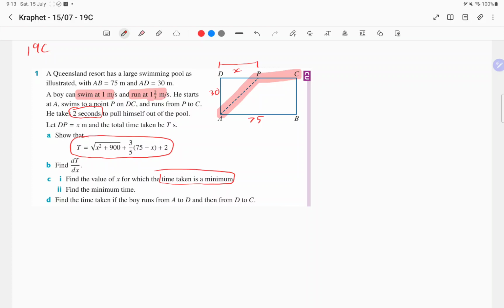When you see that, you think derivative, right? And then find the minimum time. It's basically substituting x in to get the time. And then find the time taken if the boy runs from A to D and then from D to C. Just to see if purely running from A to D and D to C is going to be faster than swimming a little bit and then running the remainder of it. Okay. All right. So that's the context of this question.